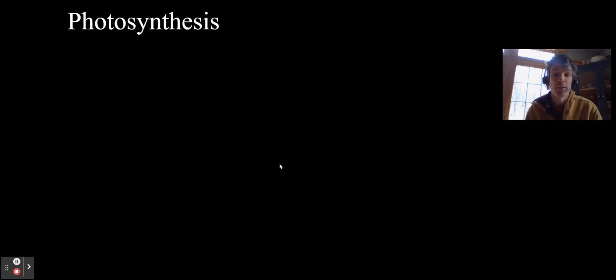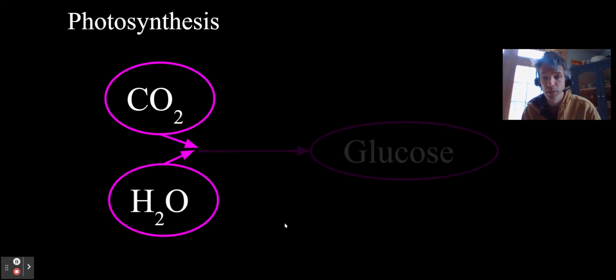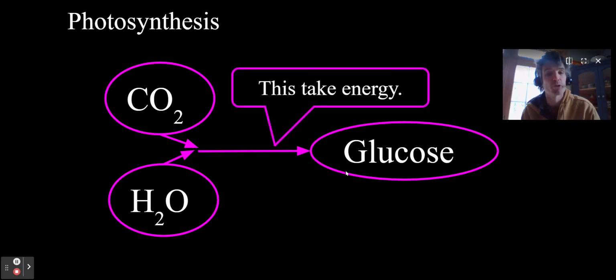One of these ways you're really already aware of: plants turn carbon dioxide and water into glucose. This reaction takes a lot of energy. Where does that energy come from? It comes from the sun.